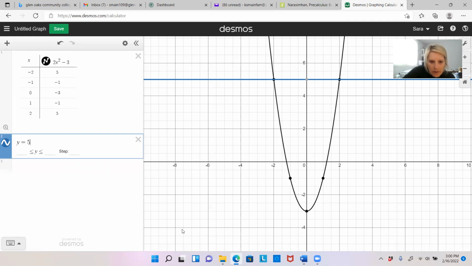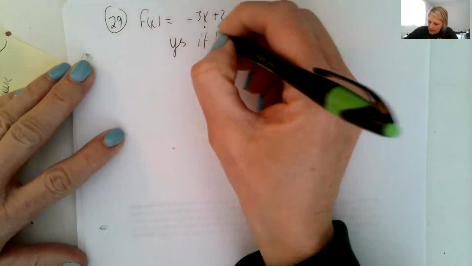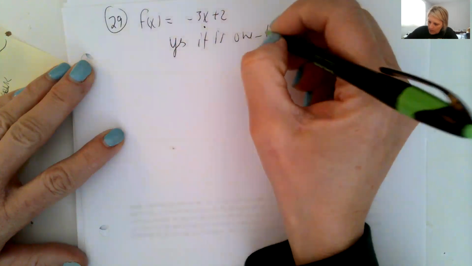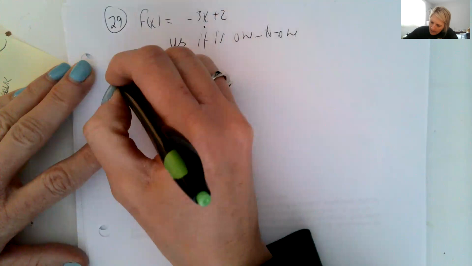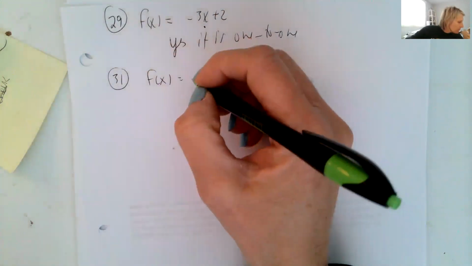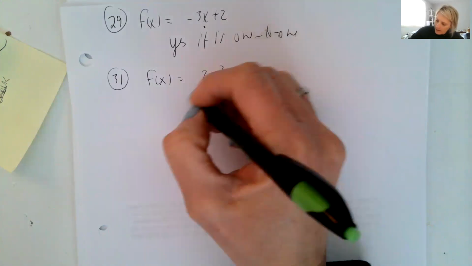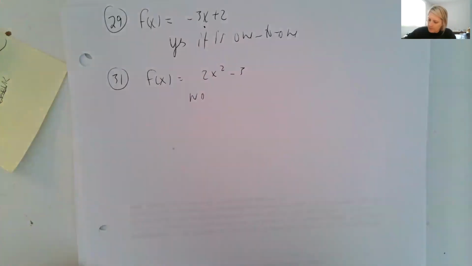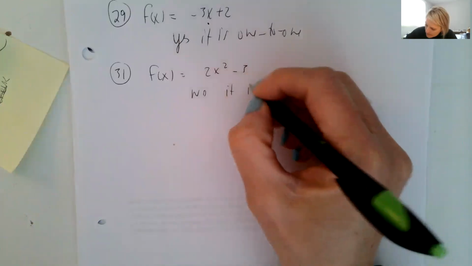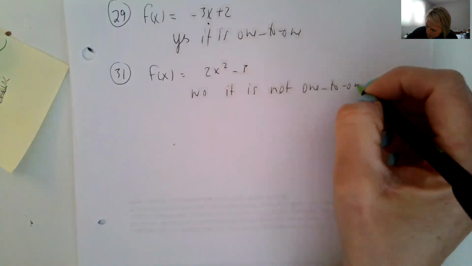So I'm going to go back and share that on my paper with you all so you can see that. So 29 is yes. It is 1-to-1. And 31 was the function 2x squared minus 3, and no. It is not 1-to-1.